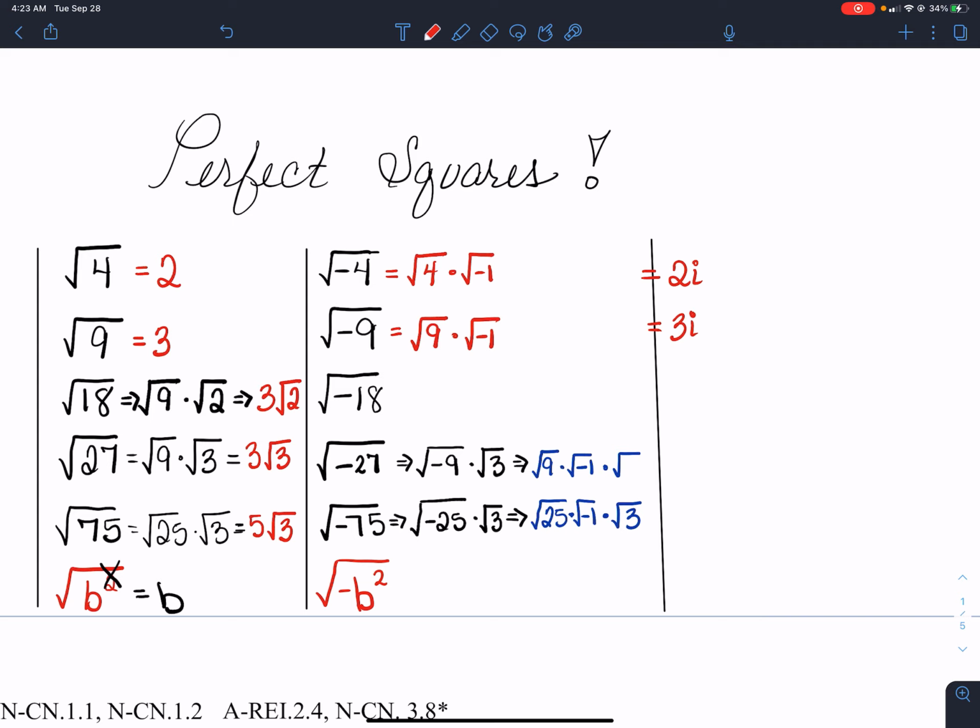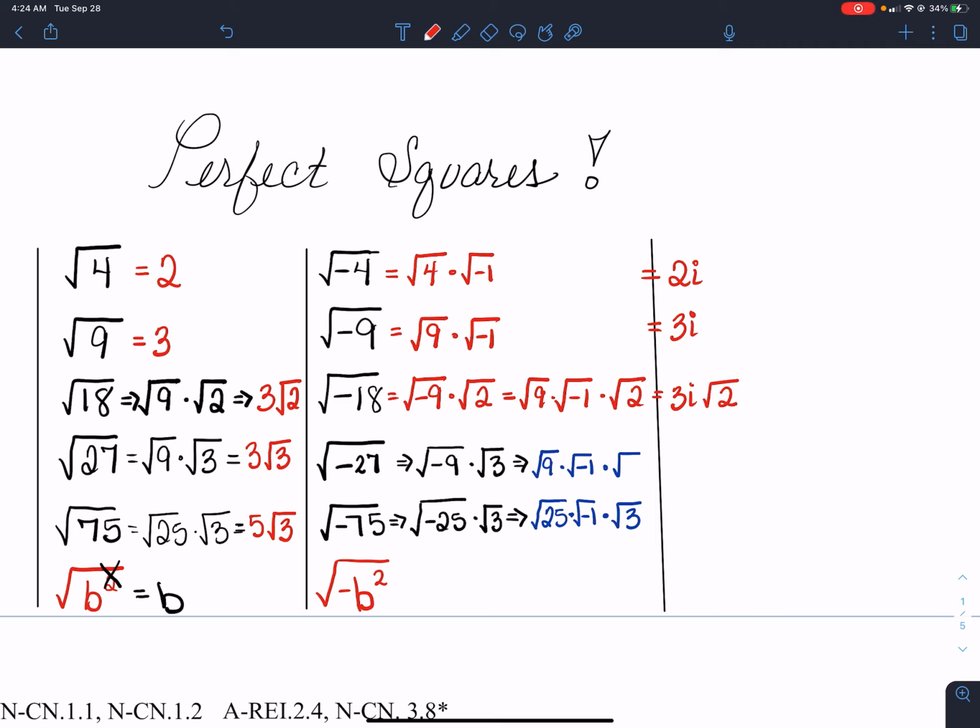Okay, next one, square root of negative 18. So I get square root of negative 9 times 2. Okay. Still can't have a negative with that 9, so I have the square root of 9 times the square root of negative 1, and then times the square root of 2. That gives me 3. Negative 1 is I, radical 2.